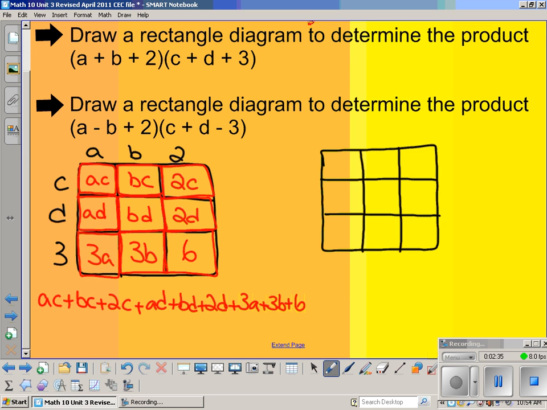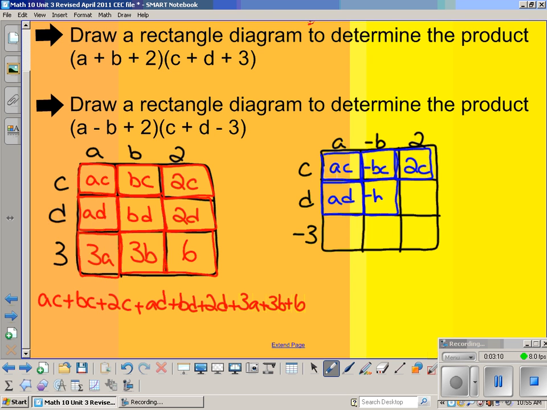Again, there are 3 terms in each. This time we have A, a minus B and a 2, we have a C, a D, and a minus 3. Same types of terms, just with some different signs. So I'm guessing we are still going to have 9 distinct terms at the end, but some will be negative. C times A is AC. C times negative B will be negative BC. 2 times C, 2C. A times D, AD.